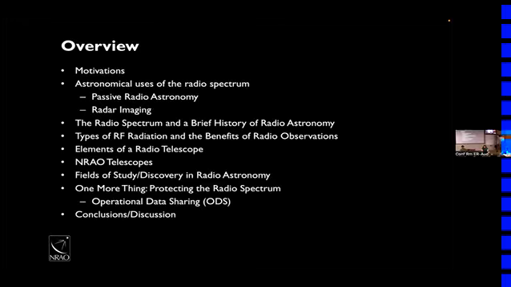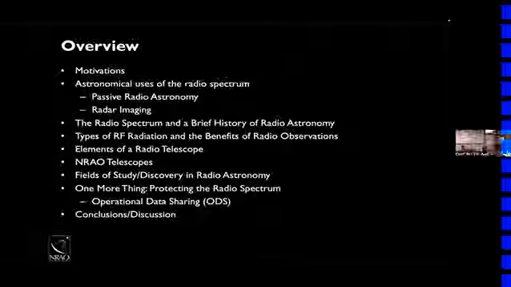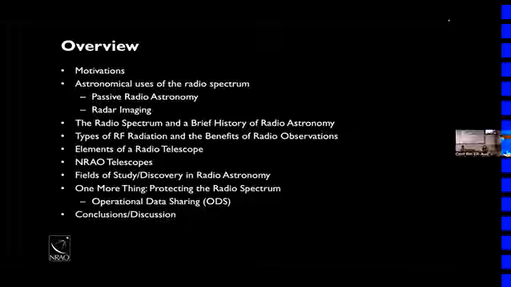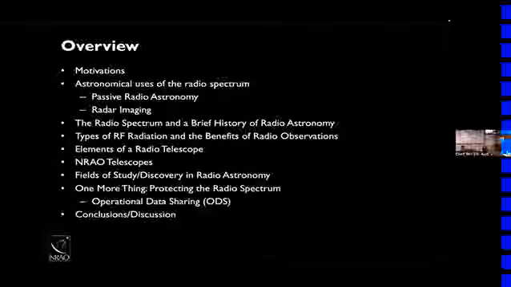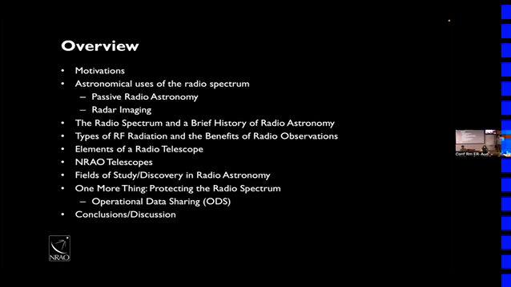So I want to start with motivation, why astronomy and radio astronomy in particular are important and worthy undertakings. I want to talk about some astronomical uses of the radio spectrum. Mostly when people think of radio astronomy, they think of just receivers, right? Passive use: you have radio waves coming in and you translate those into images, spectra, other ways to understand the universe. But radar imaging is also another use of radio waves, right? You actually send out radio pulses and receive the reflected radio waves back, and those allow you to also make images. That's more active use of the spectrum.